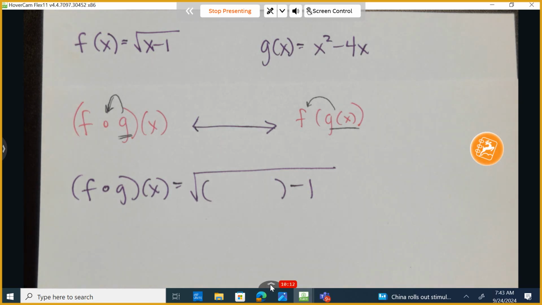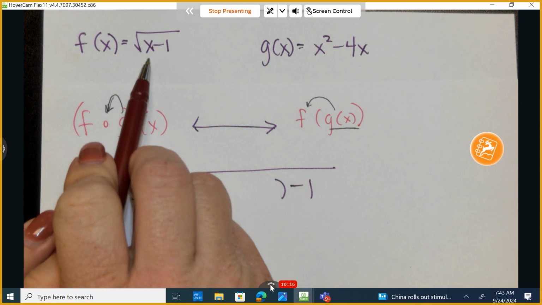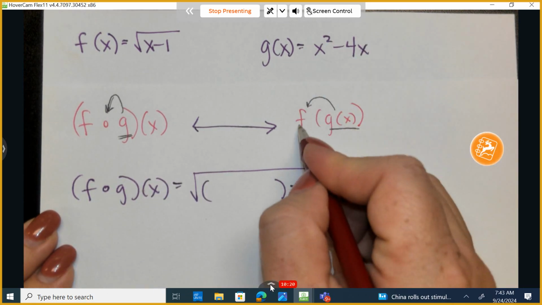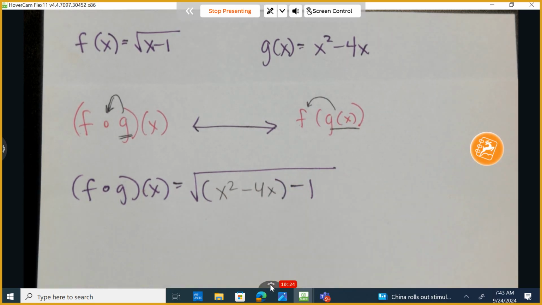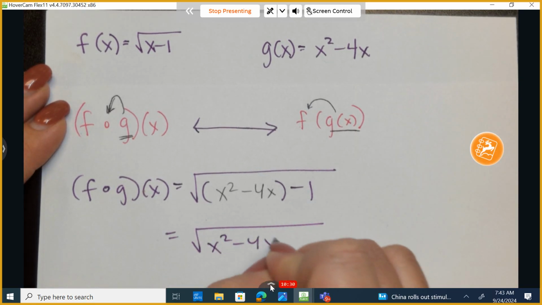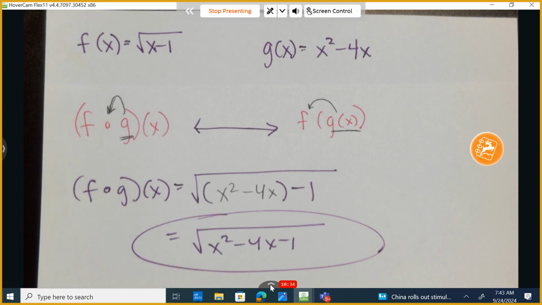This is where I take the second function and plug it in wherever there's the variable, in this case x. So here's the function g of x. I'm going to substitute it into function f, x squared minus 4x. So we have the square root. There's nothing more I can do here: x squared minus 4x minus 1. That can't be factored, and we're done. That's as much as we can do.